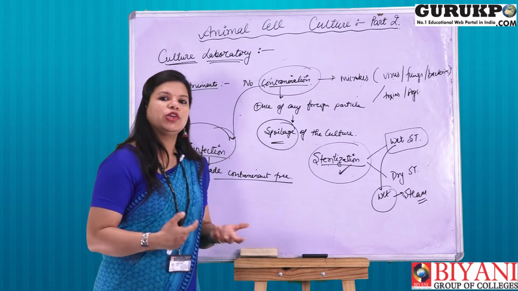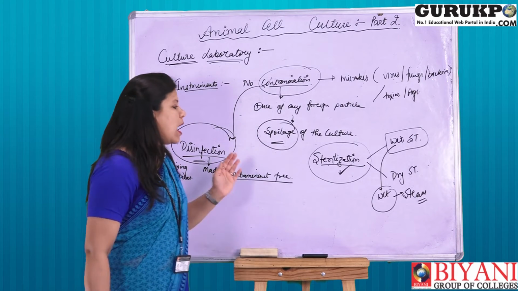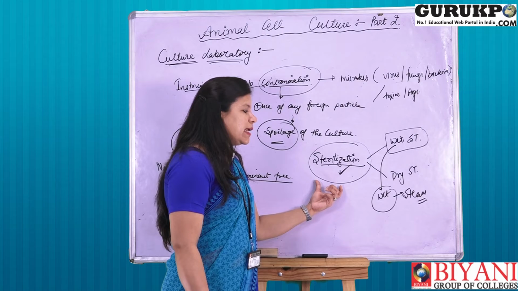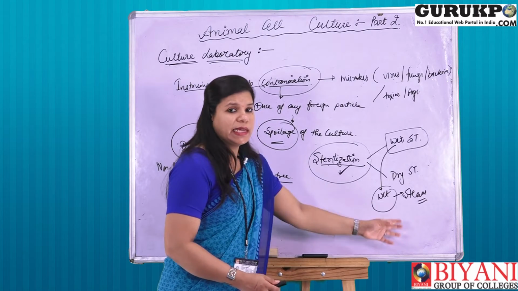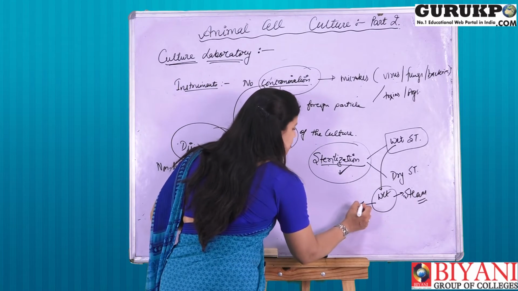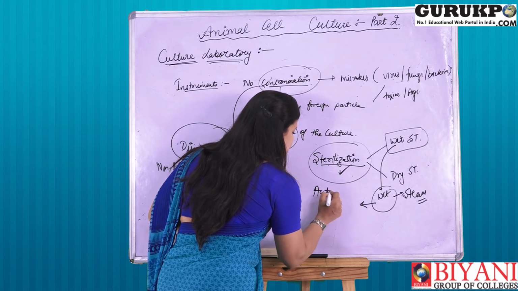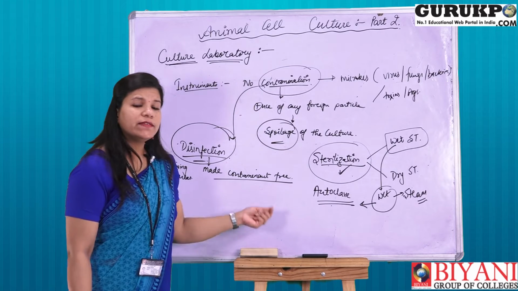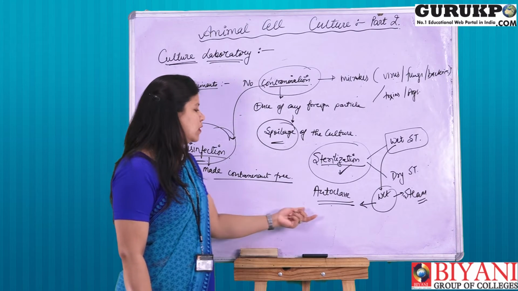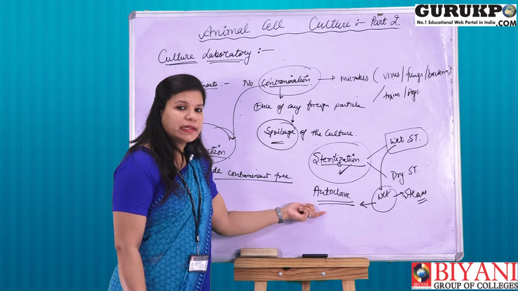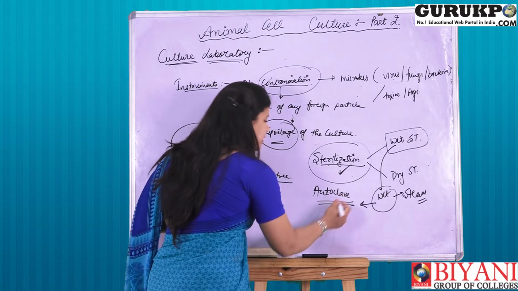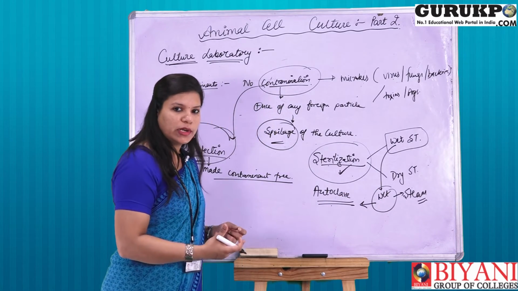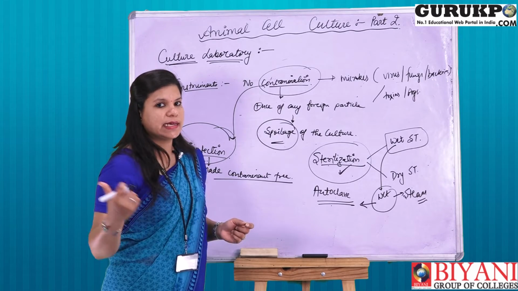all the things which are being utilized for the culture purpose are made sterilized using the wet heat sterilization, which is possible only through the autoclave. So autoclave is a very important instrument which is based on the wet heat sterilization. That is, the principle of autoclave is wet heat sterilization.